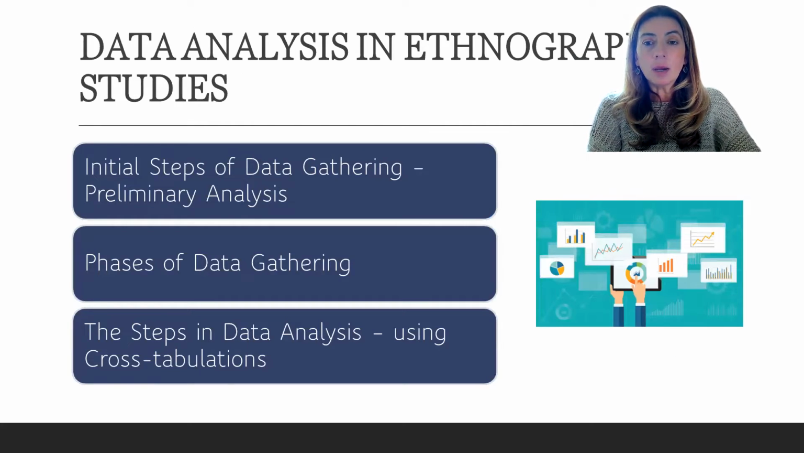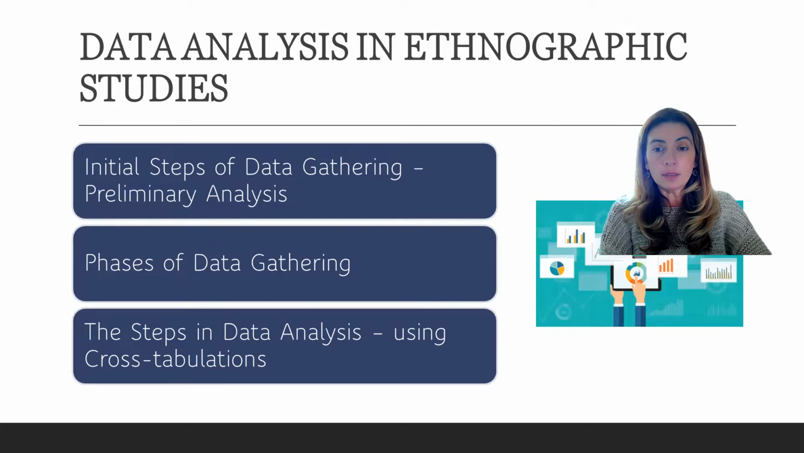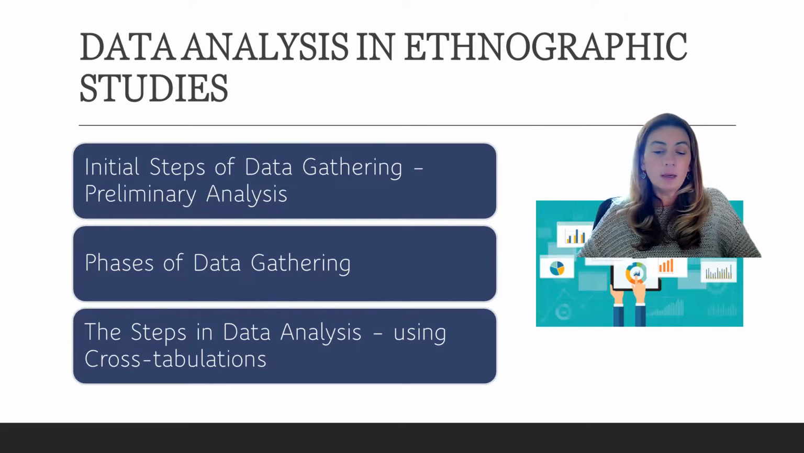Okay, let's talk about data analysis in ethnographic studies. So, as you all know, in the case of quantitative research, the data analysis takes place after all interviews have been collected. In the case of applied ethnography, the data analysis starts when we're doing mapping or preliminary description of the study community and study population. So this is the initial step of data gathering.